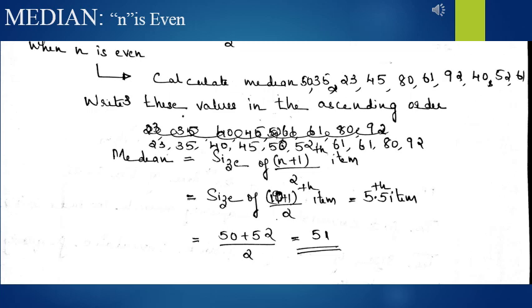So there are two cases: in individual series, n can either be odd or even. The (n plus 1)/2th item is the formula for finding the median in both. But in case of odd, you will get a whole number position, so you can directly write that item. But when it is even, you will get a fraction, like 5.5 or 2.5. So the 5th plus 6th item divided by 2 will give you the median if n is even in case of individual series.